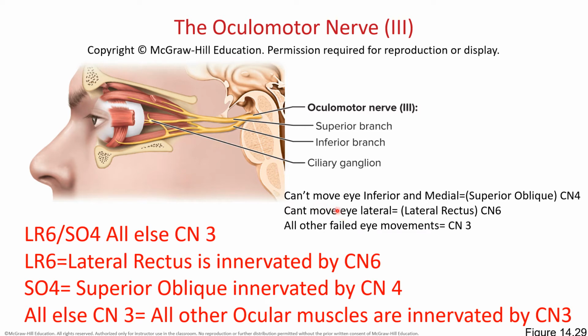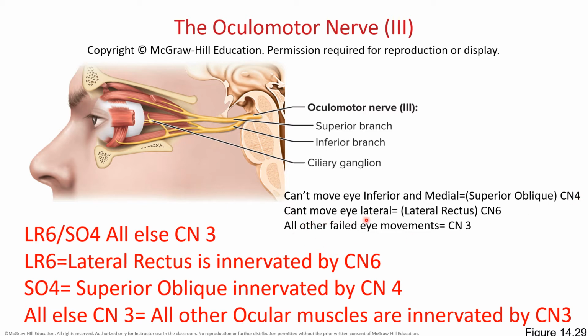So if the patient can't move their eye, they can't look inferior and medial, both inferior and medial, that is the superior oblique muscle which is controlling that, and that would be cranial nerve 4. So SO4, superior oblique, innervated by cranial nerve 4. So if they can't look down and in, inferior and medial, then there's a problem with their superior oblique muscle, which is innervated by cranial nerve 4, so there's a problem with cranial nerve 4.